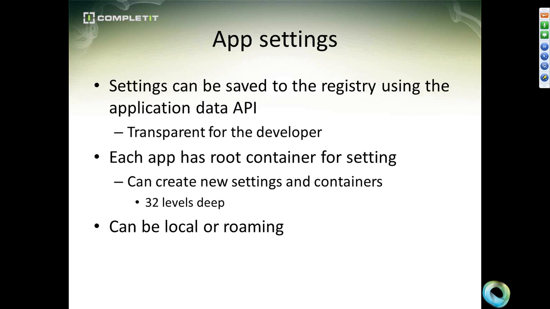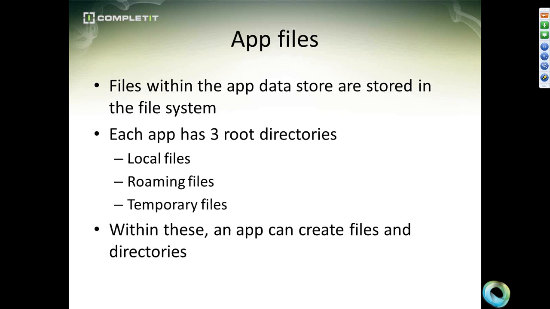So there are 2 things that you can do. You can use settings, or you can use files. Settings is basically a key value where you can store settings. You can store settings in containers, 32 levels deep. That's basically a way of grouping your settings, and that can be used locally or roaming. This doesn't work in a temporary way. Then you have application files, and there basically you can put in whatever you want.